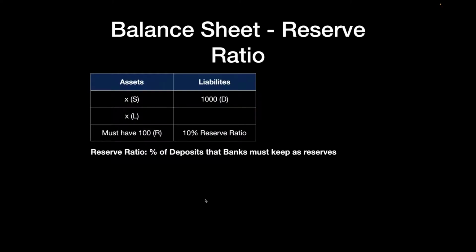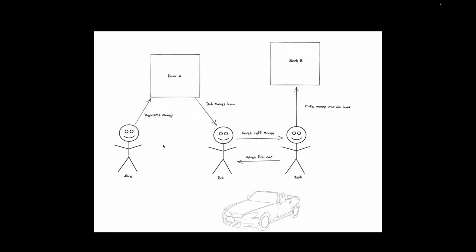The idea with a reserve ratio is that as long as you're above it, you should be able to handle the day to day deposits that get withdrawn from the bank. And moving this reserve ratio higher or lower affects how much money can be multiplied, which we'll get into in a second. So let's take this example where Alice deposits money into Bank A. Bob takes out a loan and gives that money to Jeff, and Jeff gives Bob a car in exchange, and then Jeff is going to put that money into the bank.